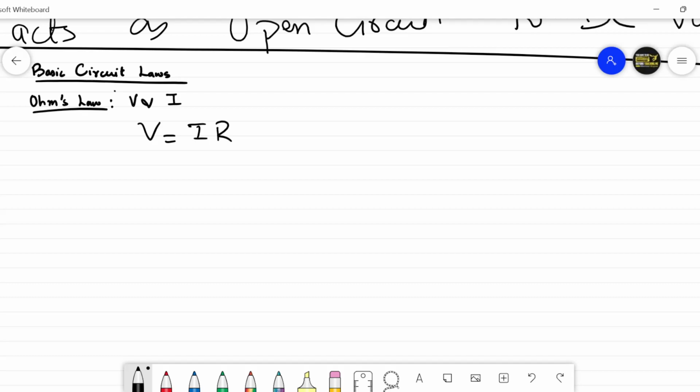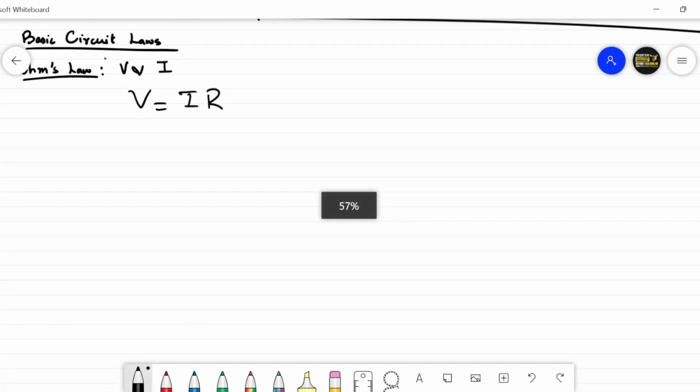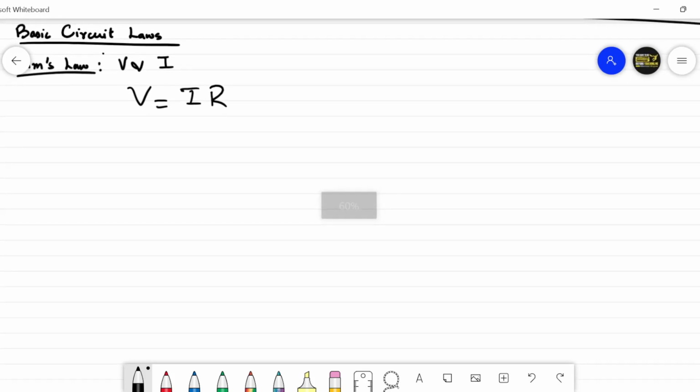So this is the basic circuit law that we'll be dealing with. It is applicable to linear circuits. For nonlinear circuits, this law does not hold, but in our course we'll be mainly focusing on linear circuits only. We'll not be dealing with non-linear circuits. So for us, this equation is going to hold true for almost all of the cases.